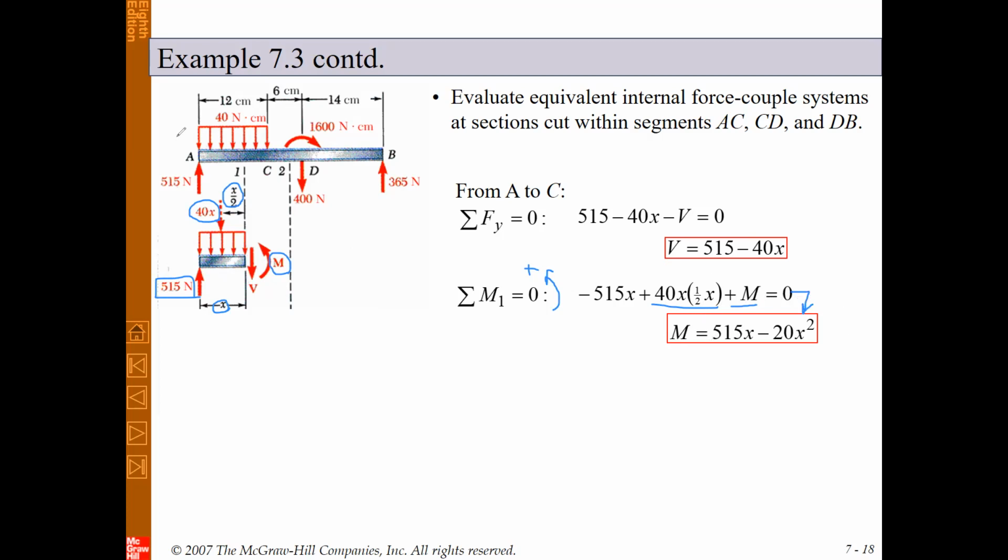As you see, because of this distributed load, the shear force is a function of x, and the bending moment is a function of x squared and x. I mean, this is a polynomial of order 2 because we have a distributed load. So this is the first section, and now we need to obtain the free body diagram for the second section. Is it clear? Any question from this part?